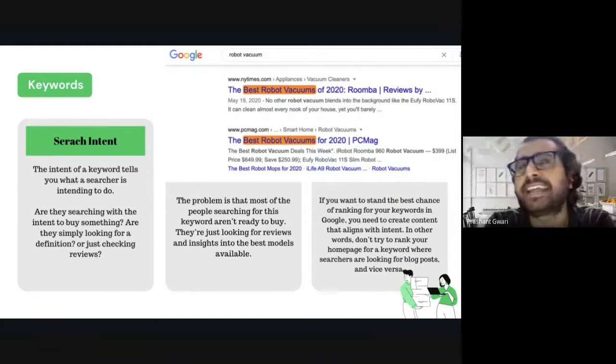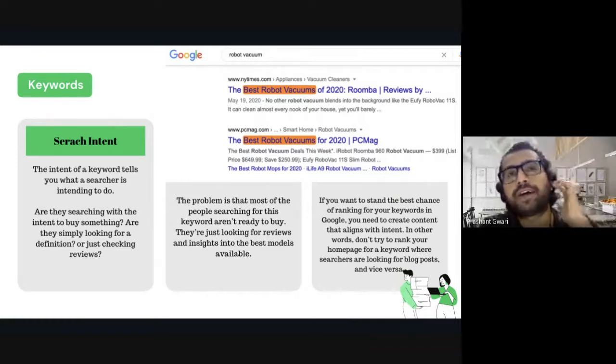And why is intent important? Because if someone is searching "what is digital marketing," that person's intent is to know what digital marketing actually means and why there is so much buzz around it. His intent is not to learn digital marketing. His intent is just to satisfy his curiosity and know the answer to what digital marketing is. So this is the search intent of that person.